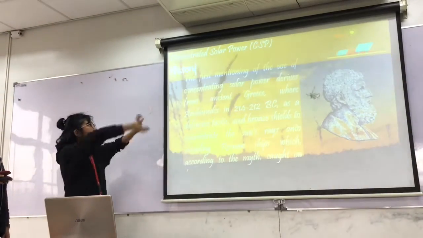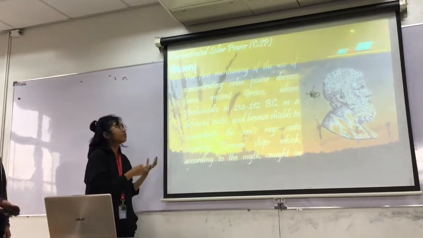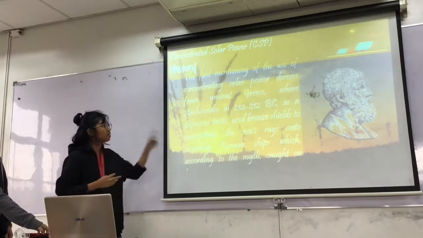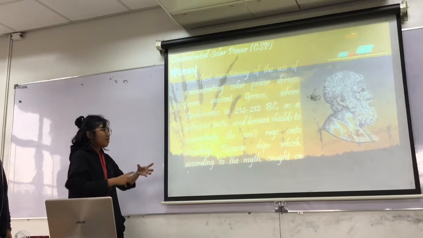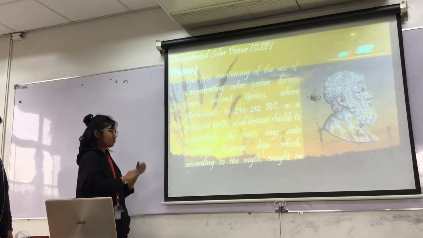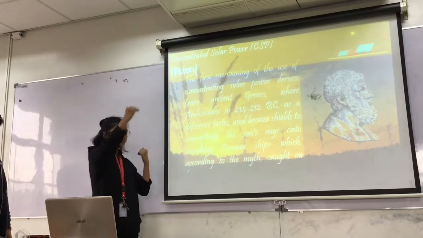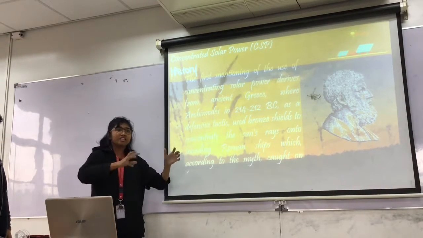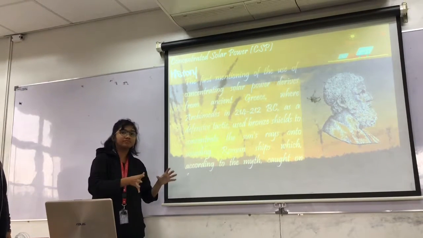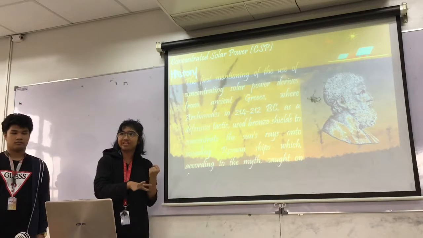And sa history, yung ancient Greece ang unang gumamit ng concentrated solar power, where Archimedes in 214-212 BC, gumamit siya ng bronze shields, and yung light nag-reflect dun sa Roman ships, where in the story, nasunog yung Roman ships na yun, and they won dun sa fight na yun.